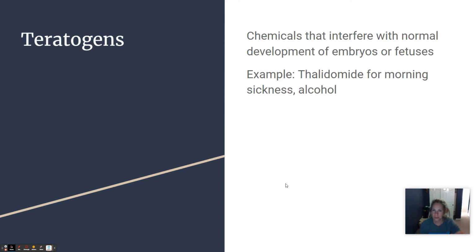And then teratogens, they interfere with the normal development of an embryo or fetus. So some examples: in the 70s, sometimes women were given thalidomide, and that was to prevent morning sickness. And so we later found out that that caused damage to the fetus. And so the development was not normal. So sometimes people were born without hands or partial limbs, things like that. So it damaged the development of the fetus.